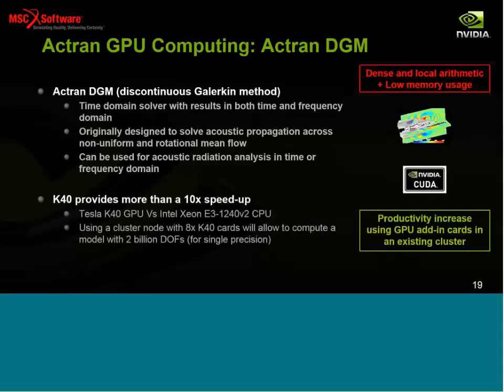Currently, the DGM method accelerated by GPUs is under development, but has already shown a greater than 10x speedup when using a Tesla K40 GPU. This new feature in Actran is expected to be in Actran 16, to be released at the end of the year. This is one case where we're not relying on a matrix factorization method as we are with Marc and Nastran, but we're still getting great performance using the GPU.